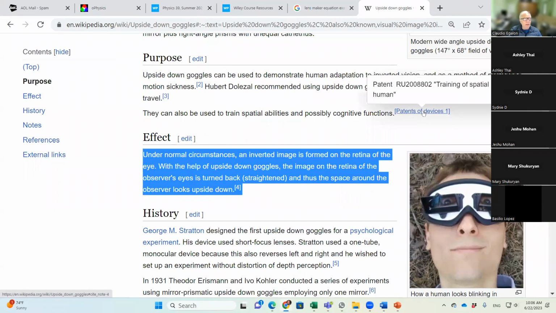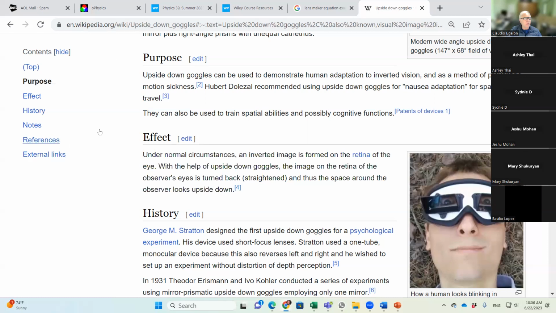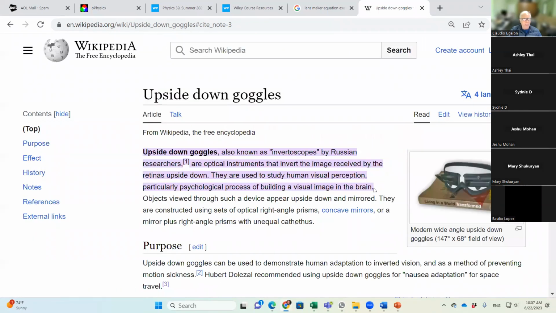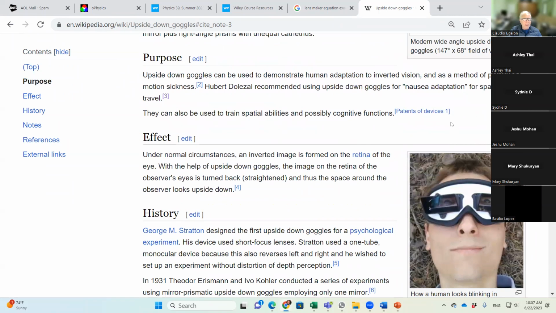They even have patents, right? Look here, they even have patents on that. Upside down goggles can be used to demonstrate human adaptation to inverted vision and as a method of preventing motion sickness. That's what they claim. Recommended using upside down goggles for nausea adaptation for space travel. Okay. Hubert Dolezal, this guy here, Living in a World Transformed, Department of Psychology, Northeastern Illinois University of Chicago. So I always want to wear those goggles one day, see how it looks. And they even have patents.